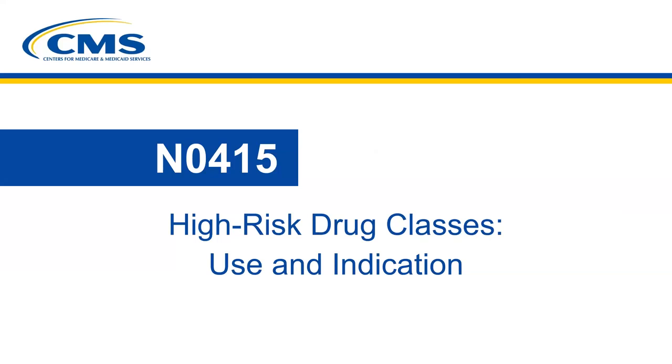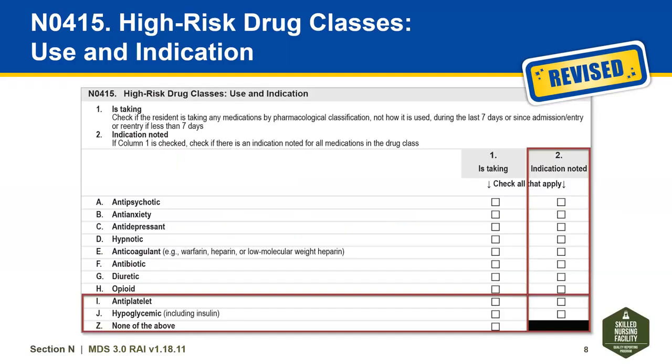Now I will review the data element N0415, high-risk drug classes, use, and indication. Here is a snapshot of the item. Please note the addition of I, antiplatelet, J, hypoglycemic, and Z, none of the above, and the addition of column 2, indication noted.